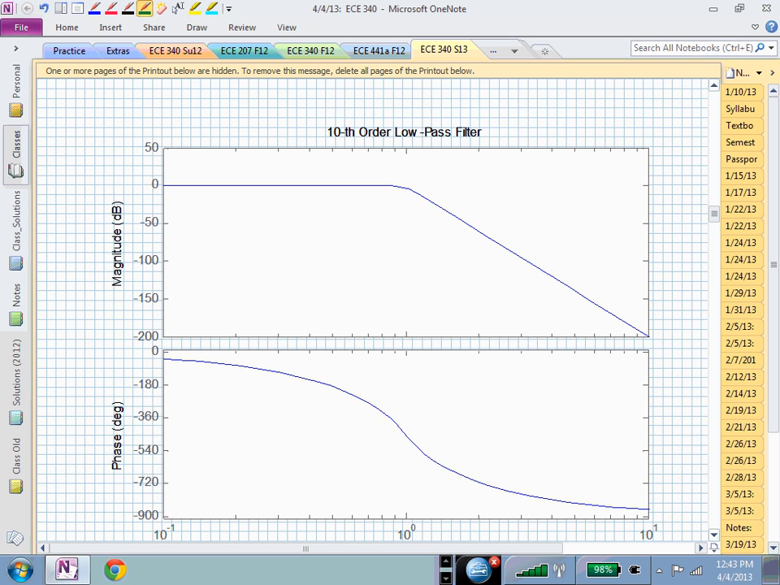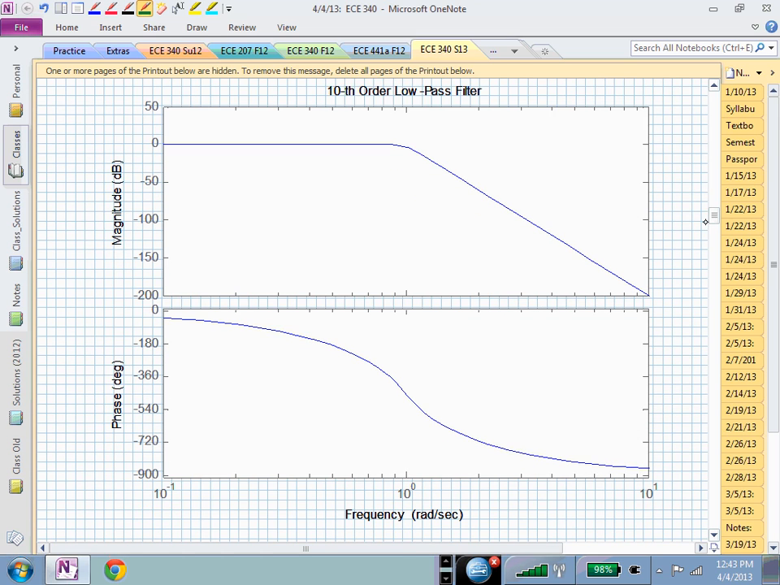What do I know about the second harmonic? How is it going to be impacted as it passes through this system? Here's the first harmonic, isn't it? That's at 1, or that's the fundamental. The second harmonic is right here at 2. How will that be impacted? Here's our second harmonic.